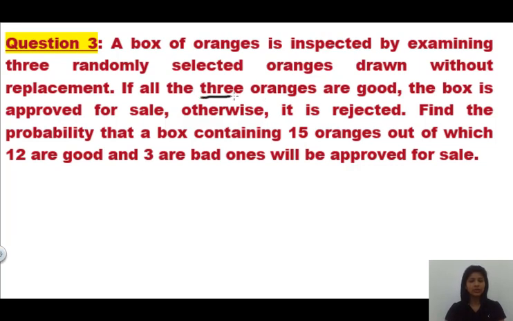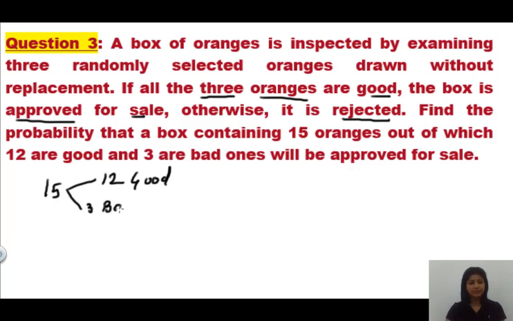If all the 3 oranges are good, the box is approved for sale. Otherwise, reject the box. If you are picking 3 oranges one by one from the box and all the 3 are good, the box will be approved for sale. Otherwise, it would be rejected. Now we have to find the probability that a box containing 15 total oranges, out of which 12 are good oranges and 3 are bad oranges, is approved for sale.